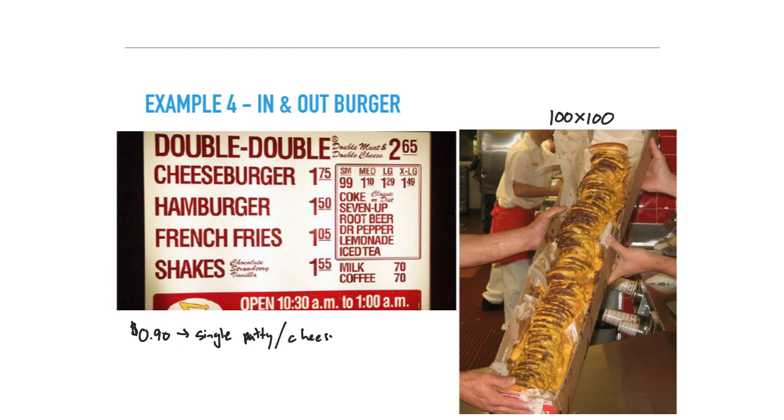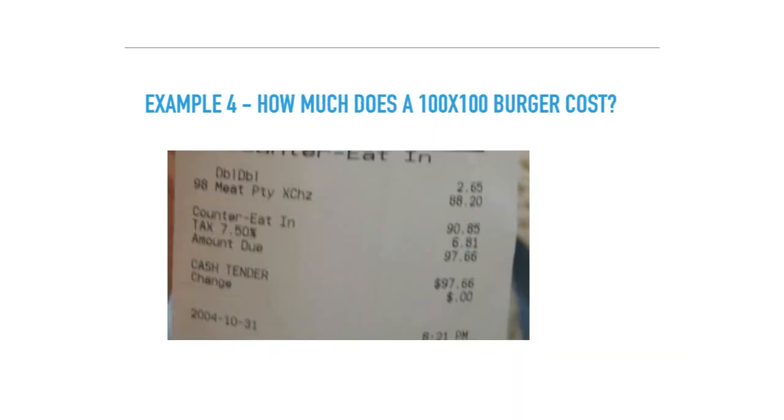Well, it stands to reason if you were to take 99 of those, 99 times 90 cents, and add it on to the cost of a cheeseburger, you would have that disgusting looking monstrosity over there on the right-hand side. So 99 times 90 cents plus $1.75 is $90.85. If we add to that 7.5% sales tax, we get $97.66.